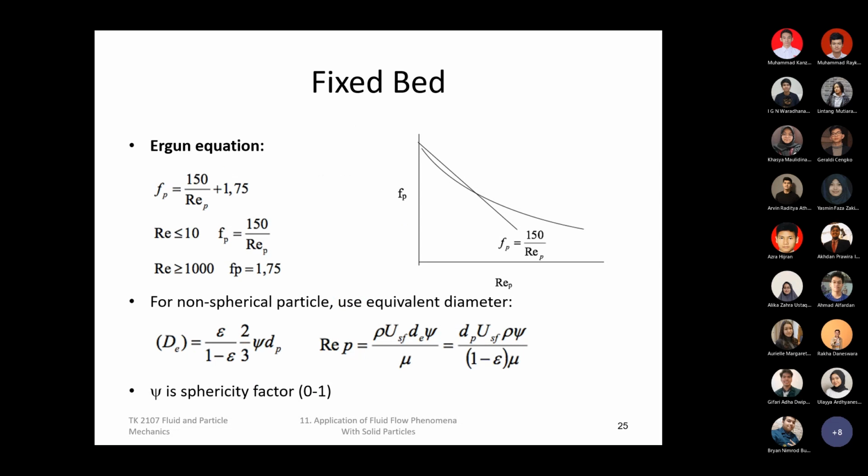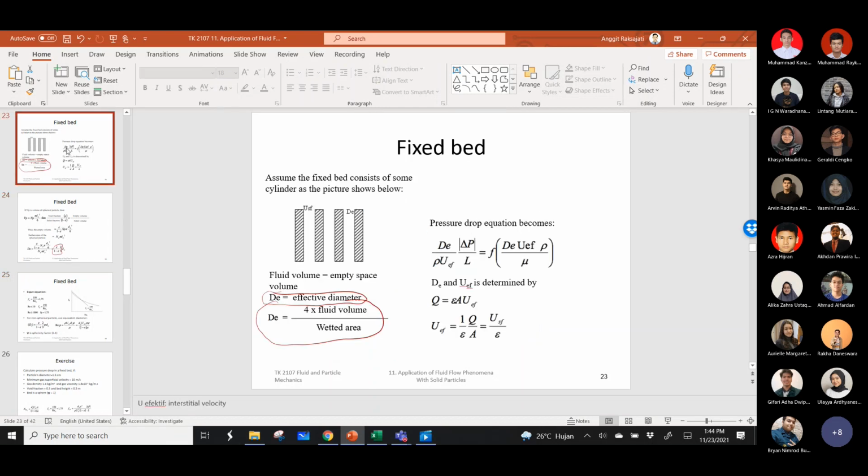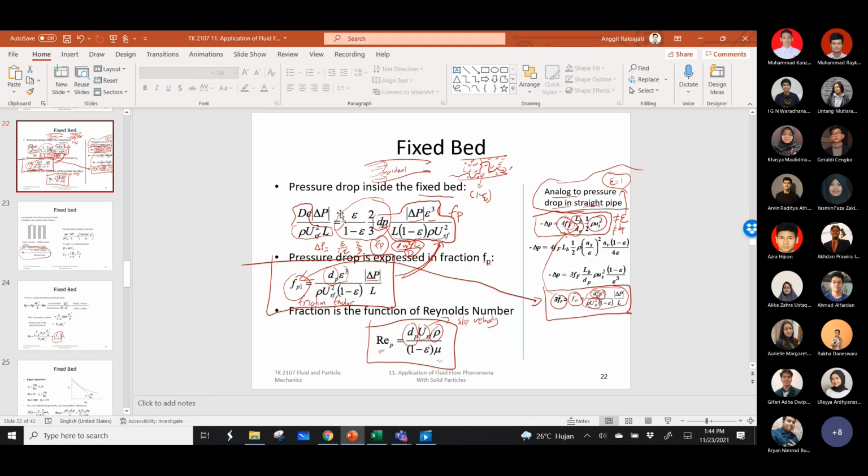So, okay, hold on. Let me close the full screen first. I think. Okay, let me copy paste here.